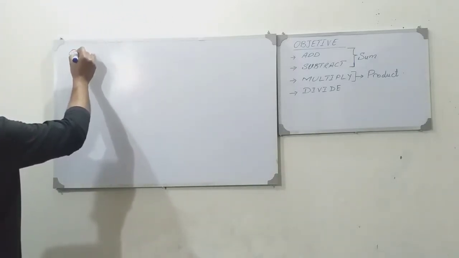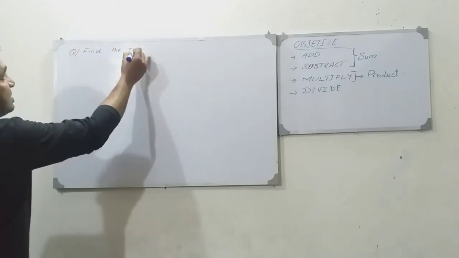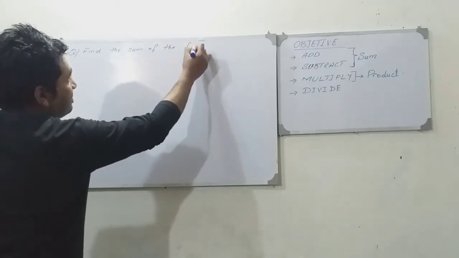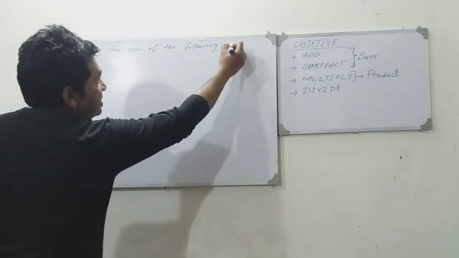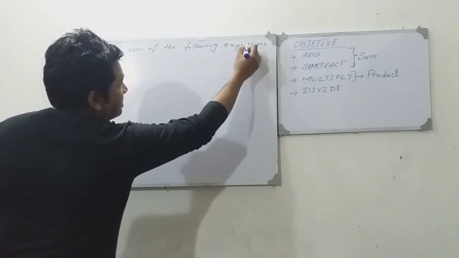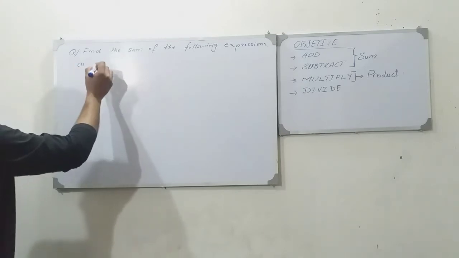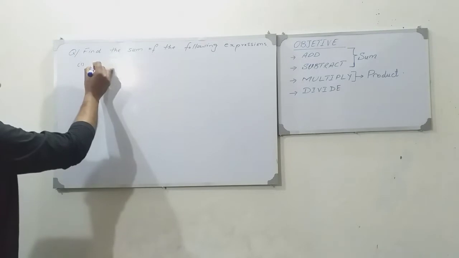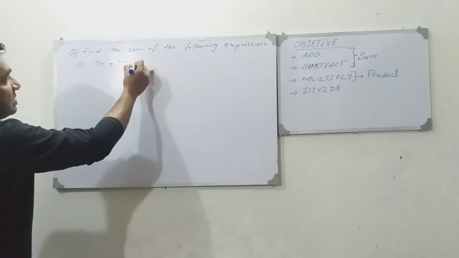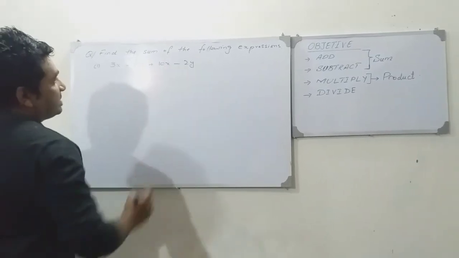Question is, find the sum of the following expressions. For example, the expression is 3x plus 5y plus 10x minus 2y.